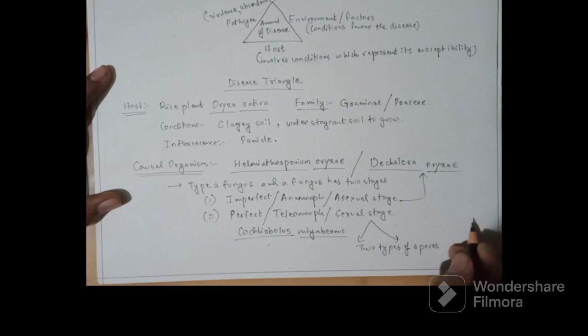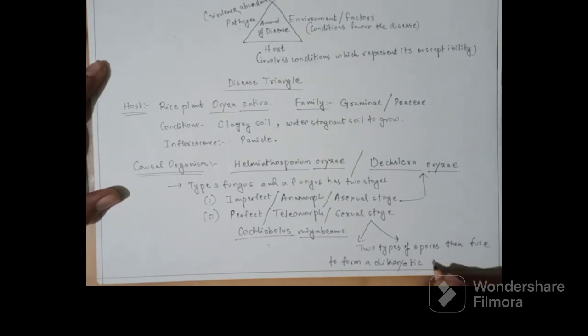Which then fuse to form a dikaryotic mycelium, for any type of Basidiomycotina or Ascomycotina fungi, which then grows into a fruit body.